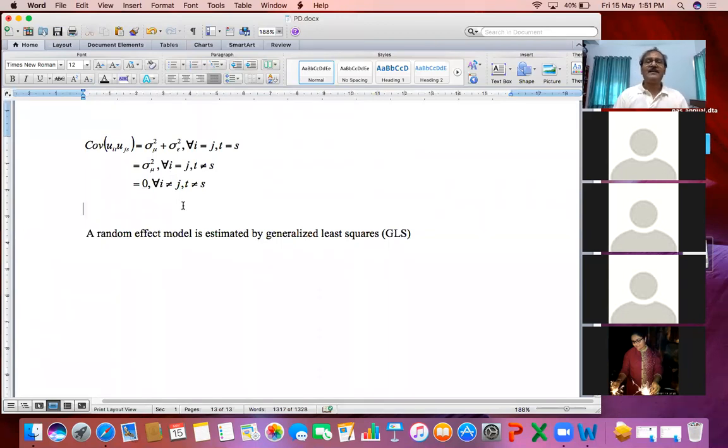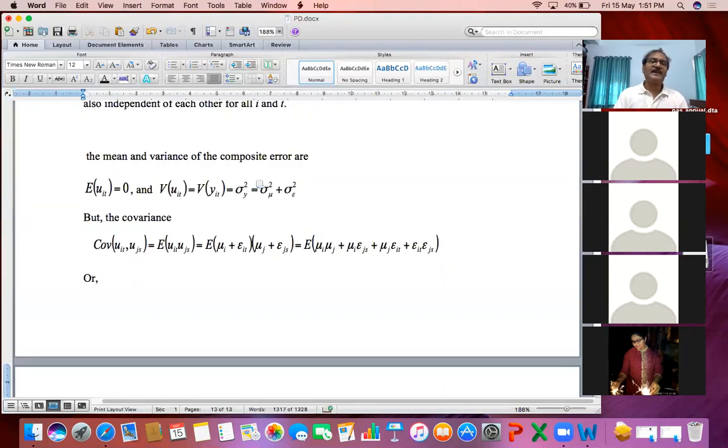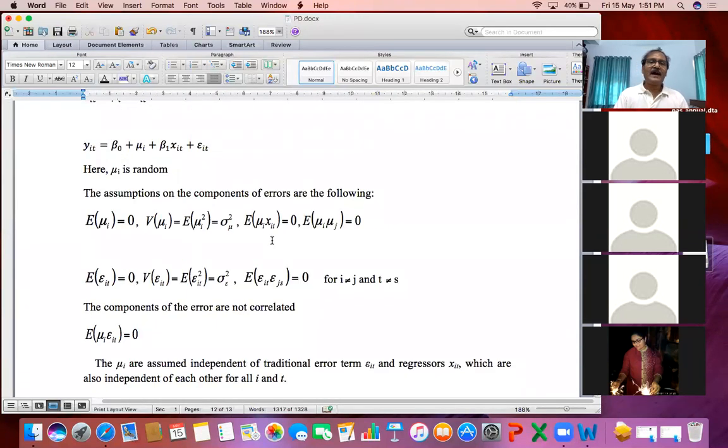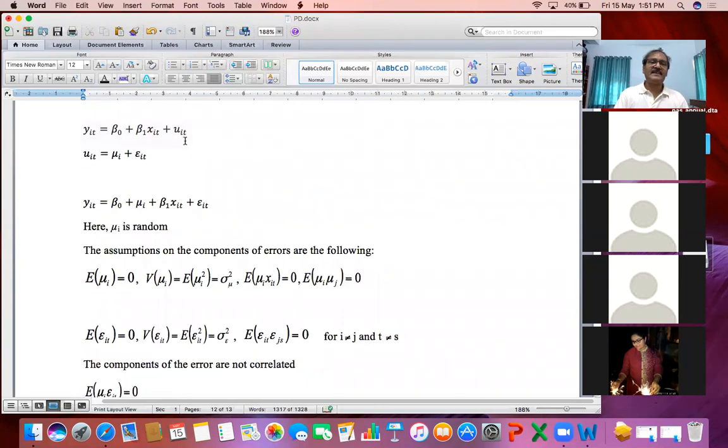So we can transform the variable y, we can transform the variable x, in such a manner that the covariance of the random errors u_it and u_js becomes 0, and after that we can apply OLS. This is the method of GLS. So this is, in a simple way, how we can look at the one-way error component random effect model.